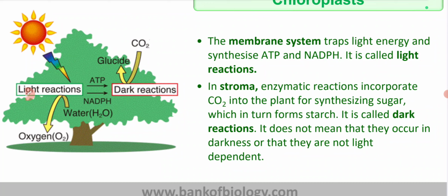It does not mean that they occur in darkness or that they are not light dependent. Remember, dark reaction does not mean it occurs only in the darkness, or that it is not light dependent.